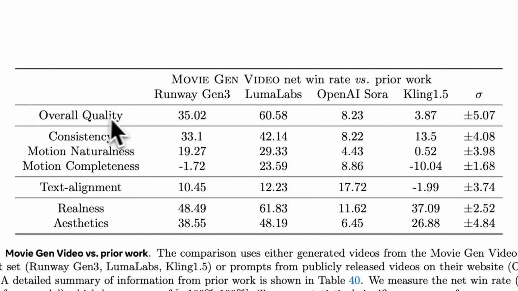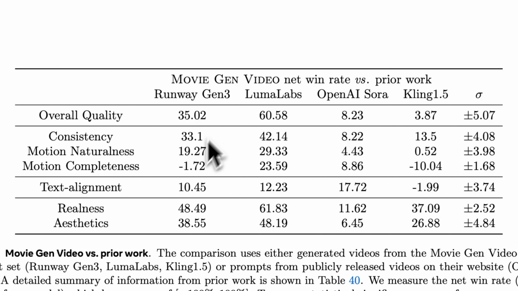So you can see in overall quality, versus Runway Gen 3 it has 35, Luma Labs has 60, OpenAI has 8.23. So the Movie Gen model comfortably crushes all of these models. And when it comes to Kling 1.5, it is on par or very close. Now, if you look at consistency, motion, naturalness, realness, aesthetics, all of this, you can see Sora doesn't win in any of these compared to Movie Gen. Same stands for Luma Labs as well.